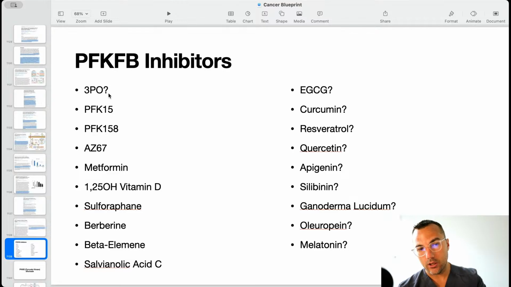But I did put 3PO as a question mark, and I did put several other things that look like they may have activity upon PFKFB, in particular EGCG, curcumin, resveratrol, quercetin, apigenin, silibinin, melatonin, the regular bunch that are responsible for shutting down the Warburg effect at multiple other levels that we see time and time again. And which is, as you can see at this point, why things like quercetin and milk thistle, silibinin, EGCG, curcumin, and resveratrol are all on my list of favorite things that can be added to someone's program.